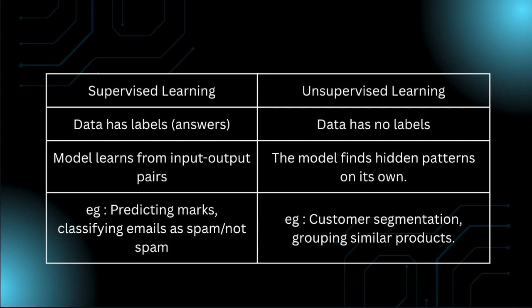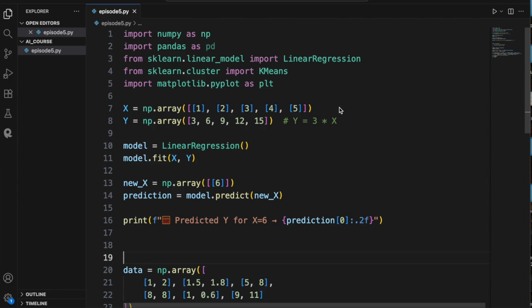Let's quickly see both in code. We created two arrays x and y, where y is equal to 3 times x, then used linear regression and predicted the numbers. Supervised learning. Here, our model has learned the pattern y equal to 3x automatically. That's supervised learning in action.